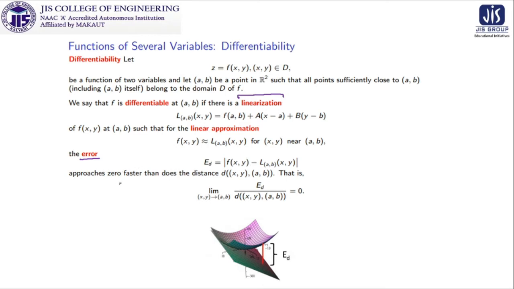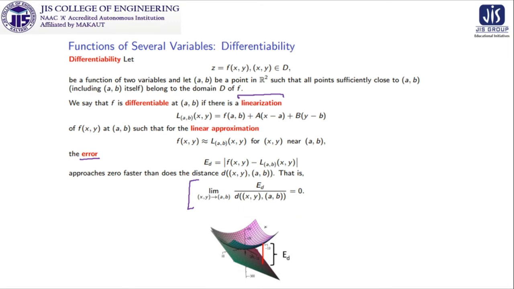This approaches 0 faster than does the distance between (x,y) and (a,b). That means the difference between the functional value at (x,y) and the linearization at (x,y) approaches 0 faster than the distance, as (x,y) tends to (a,b). This linguistic statement is mathematically expressed by saying that this difference divided by the distance between these two points will be equal to 0.